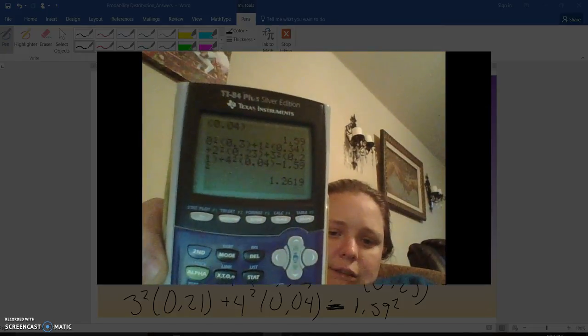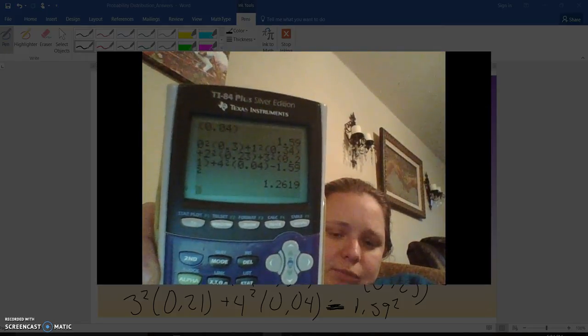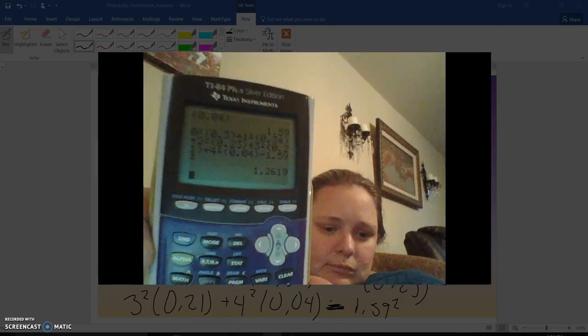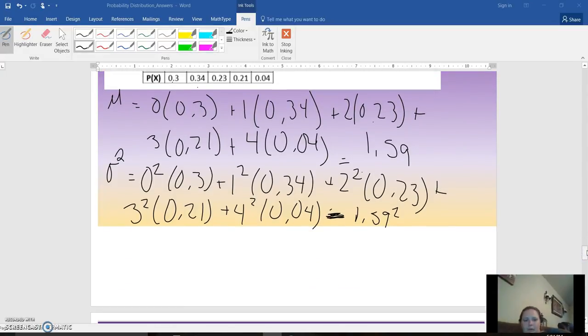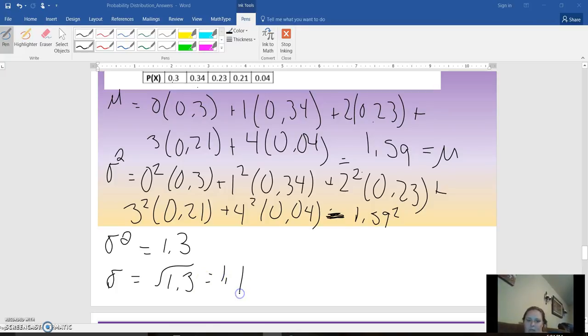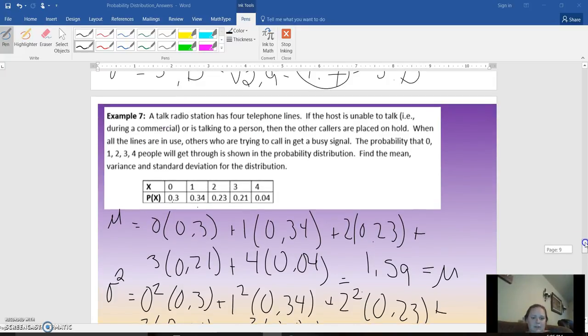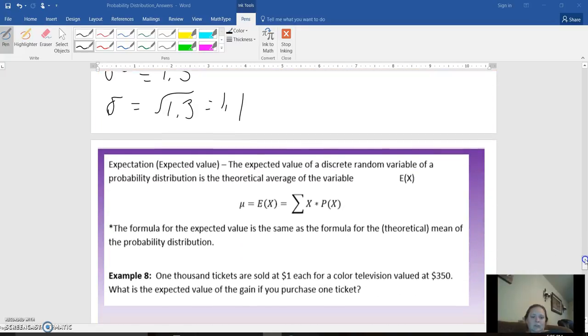Okay, so I get 1.3. So for variance, I get 1.3, and then I need standard deviation. So I'm going to take the square root of 1.3, and I get 1.1. So it's mean, variance, and standard deviation of a probability distribution. All right, let's talk about expected value.